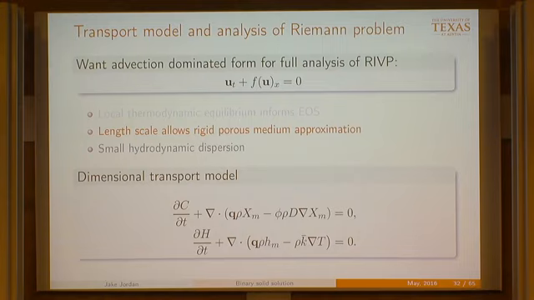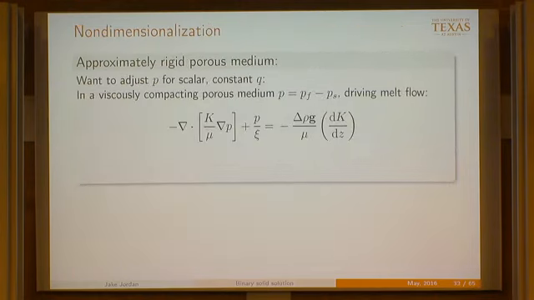Riemann problem. And then we also need a length scale that allows for the rigid porous medium, so it can be like the immobile phase in that column. So this is the dimensional transport model. It's just the ADE for composition and enthalpy. But we gotta non-dimensionalize this in a way such that we've got a rigid porous medium.